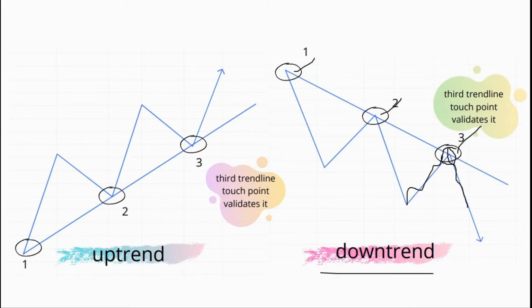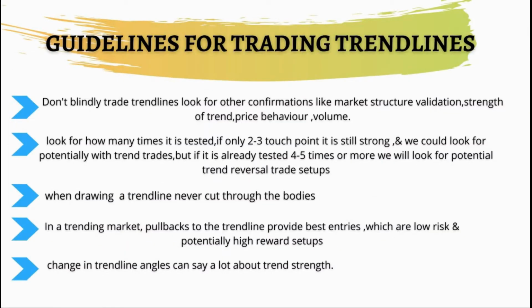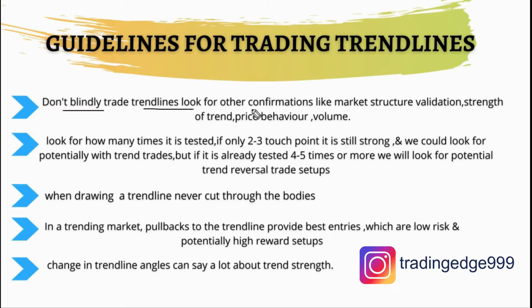Okay, so these are some rules and guidelines for trading trend lines. Don't blindly trade trend lines. We will look for other confirmations like market structure validation, strength of trend, price behavior, and also volume. We will discuss each and every point in the examples to follow, and also look for how many times it is tested.